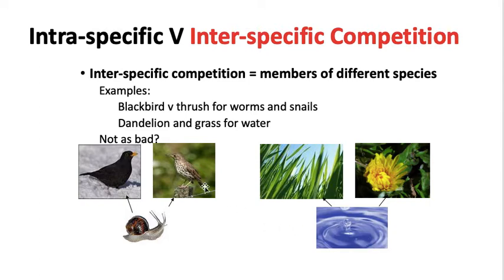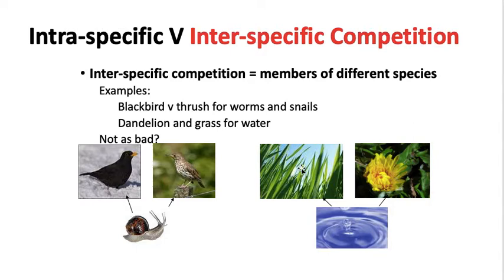And generally speaking, if we look at that first example there of your blackbird versus your thrush for the snails, that's one thing that they're competing for, but they're not competing for other things like partners, and in fact they may have other sources of food that aren't in common with each other. So as I said, this is not quite as tough a competition as you will have for the intraspecific competition.